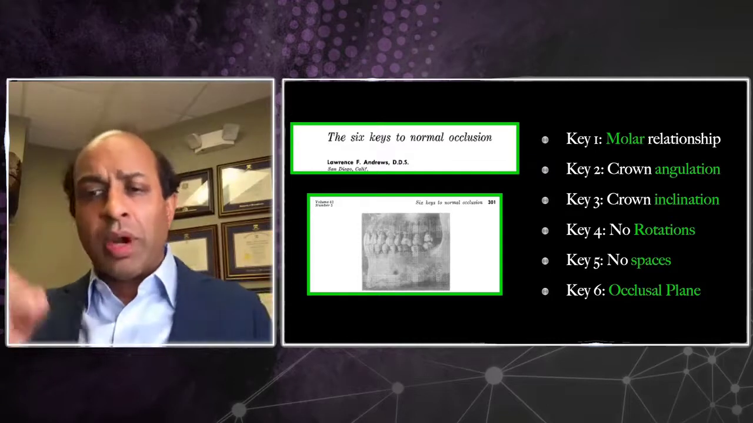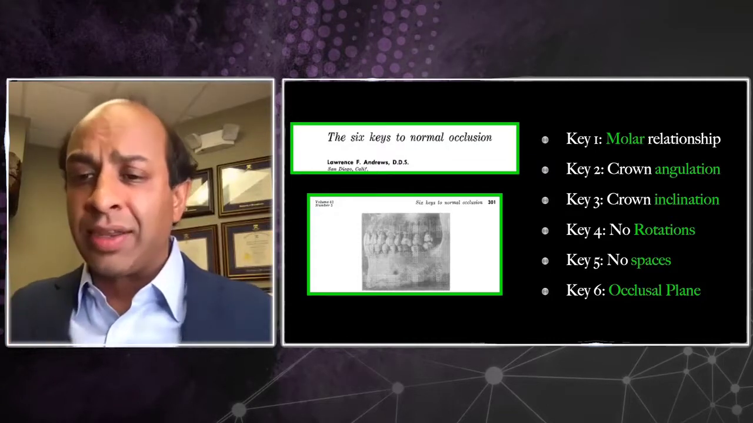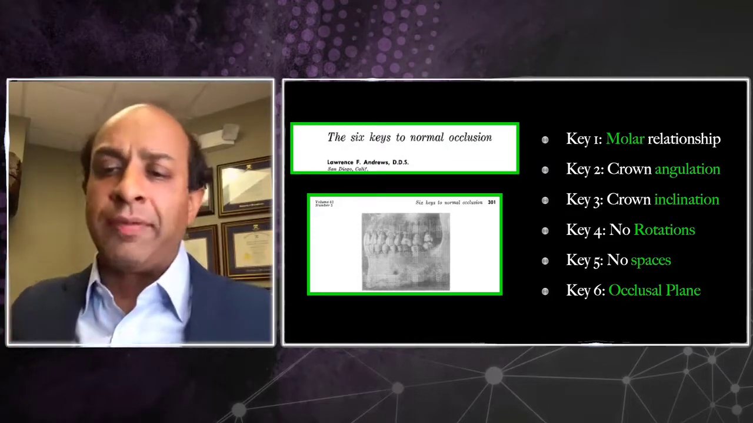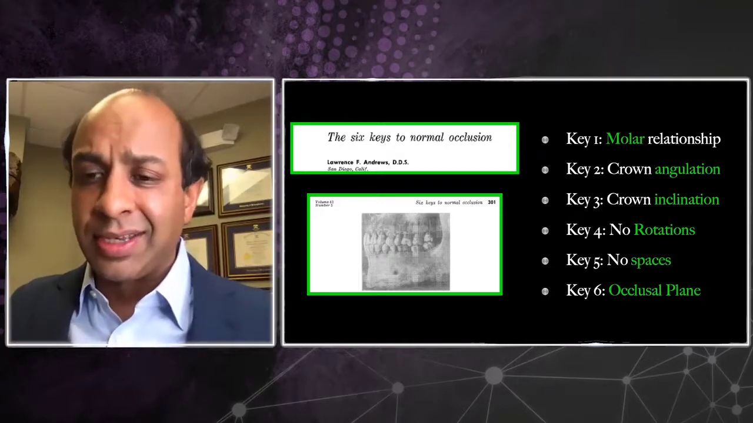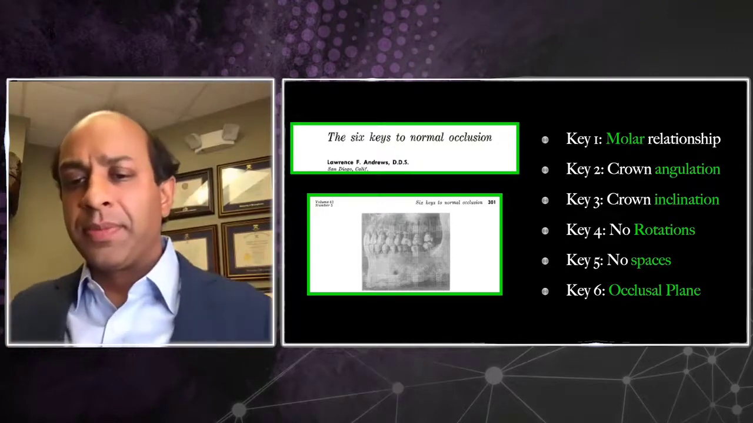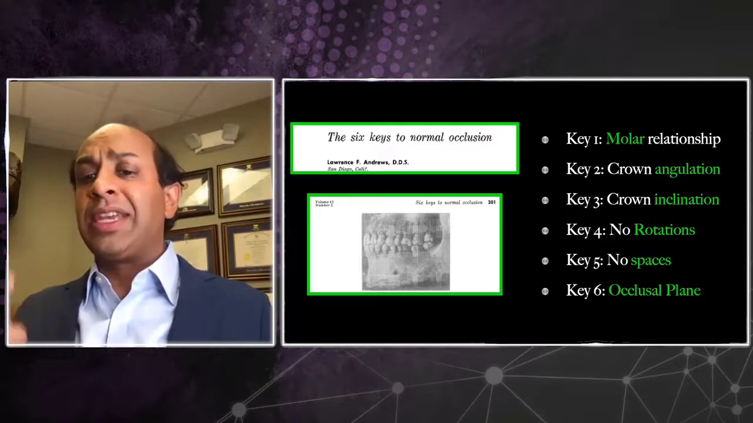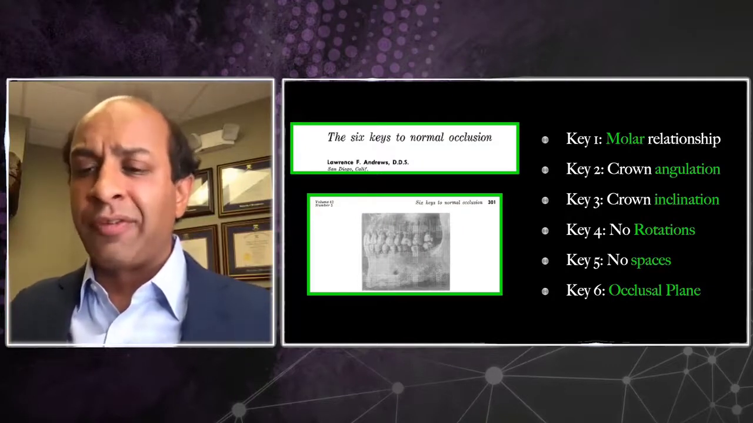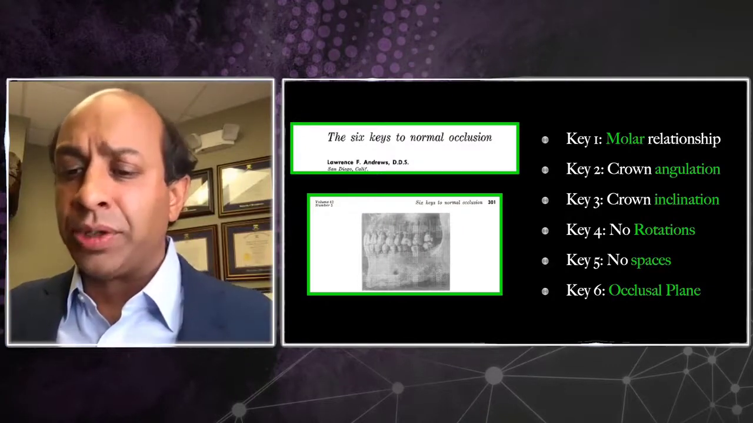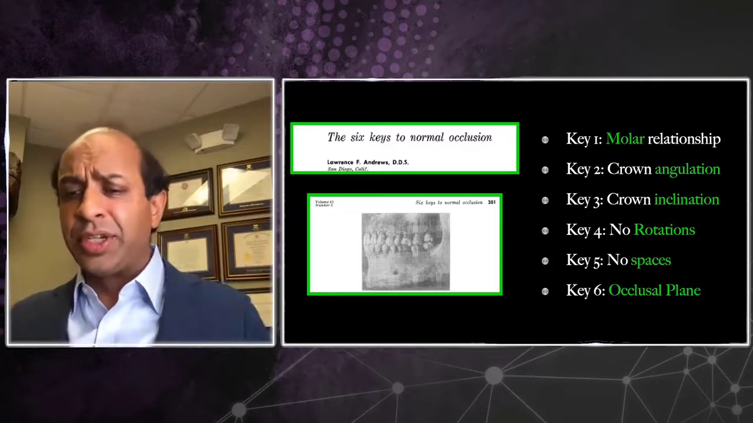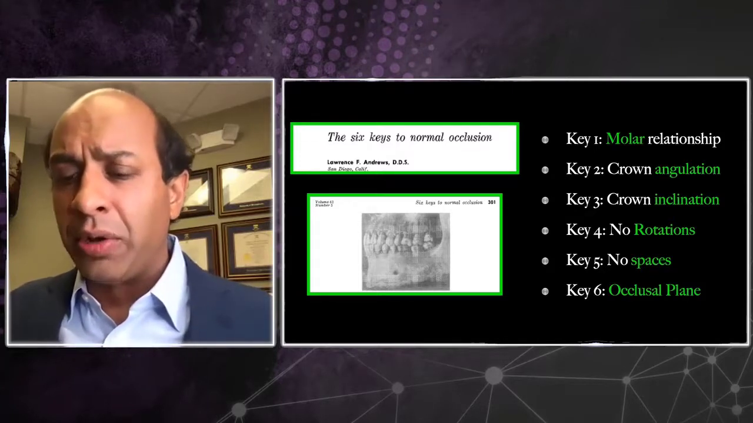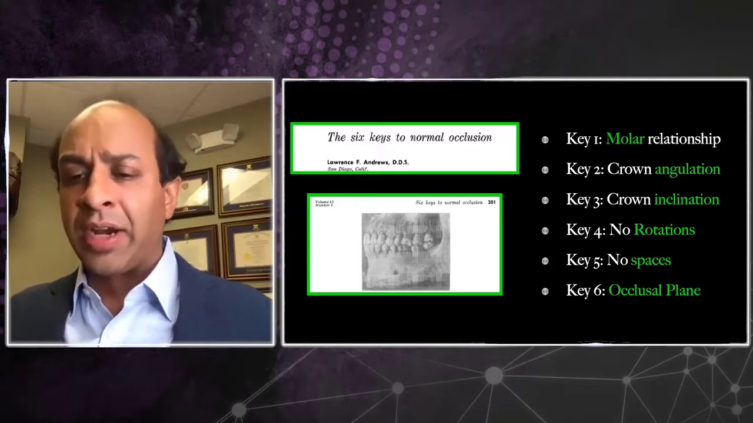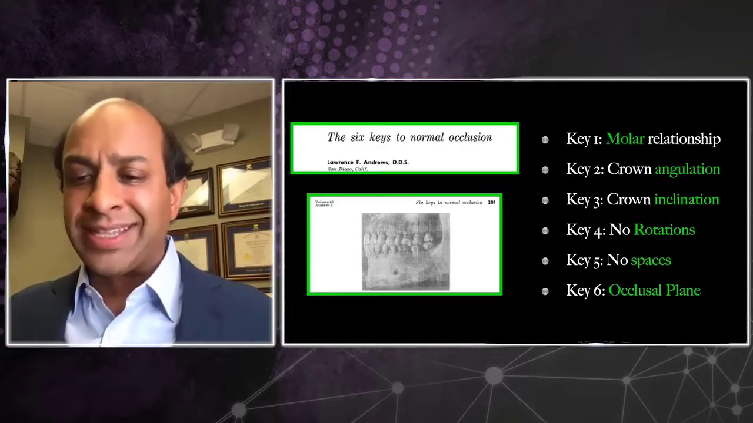And for those of you who already picked up on this, this is addressing the curve of Wilson and ensuring that we have no non-working interferences when we're moving right and left. Key number 4 are no rotations. Key number 5 are ensuring there's no spaces for food impaction and to ensure that the natural dentition and the salivary flow to help keep the oral environment clean can work efficiently as it's designed.